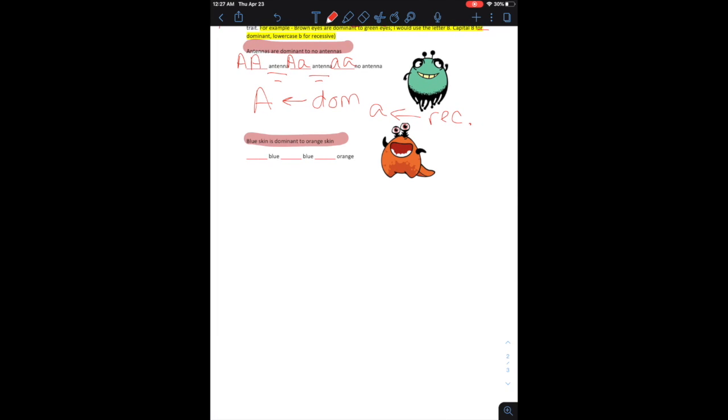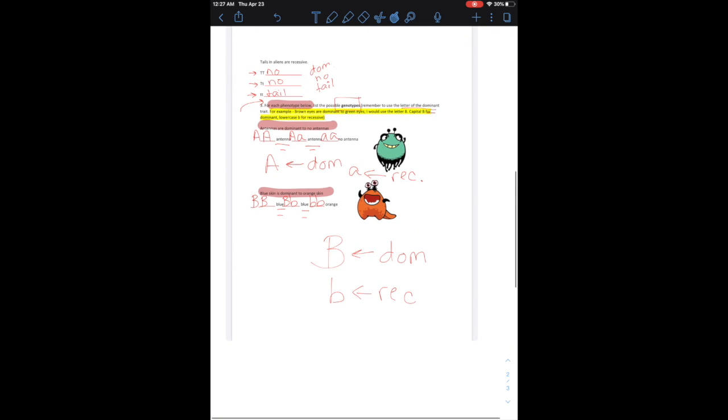Next one, blue skin is dominant to orange skin. I'm not going to use the letter O because orange is recessive. I'm using the letter B. Capital B, dominant. Lowercase b, recessive. So blue skin, that could be represented by a genotype of capital B. It could also be represented by a capital B, lowercase b. Orange recessive would be represented by 2 lowercase b's.